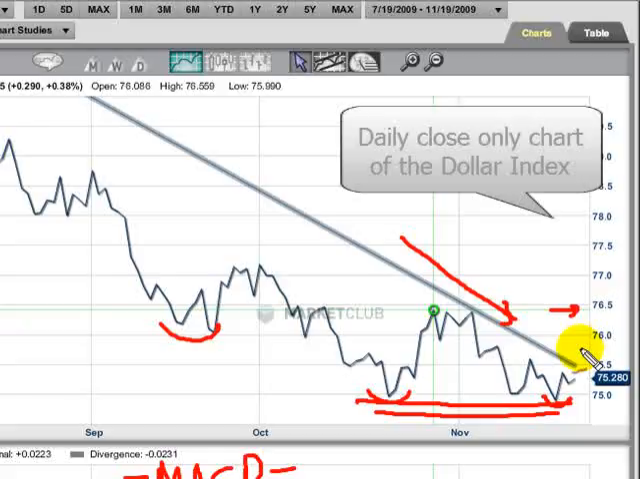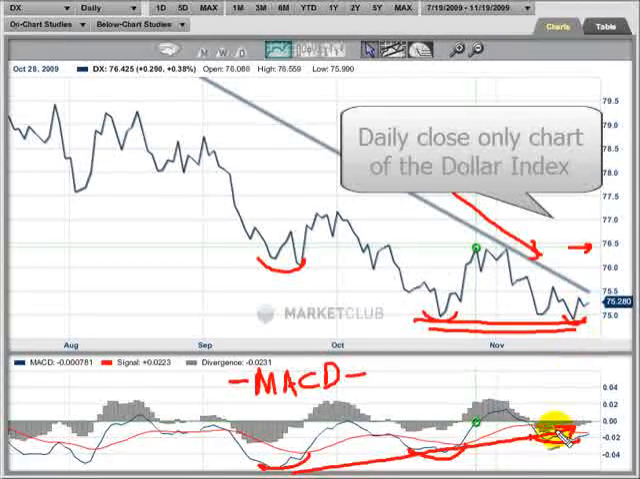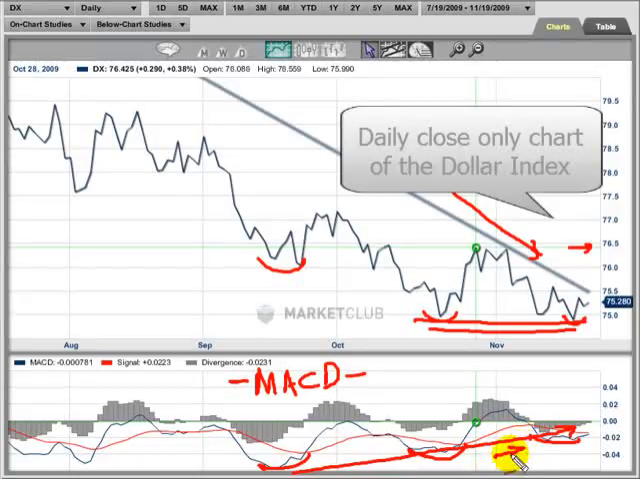So just something to pay attention to. It hasn't panned out yet, but it looks as though the evidence is coming in that we may be seeing some sort of recovery, minor though it may be, in the US dollar. Something to pay attention to.